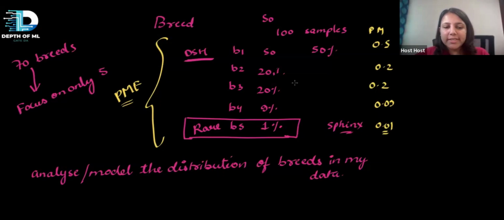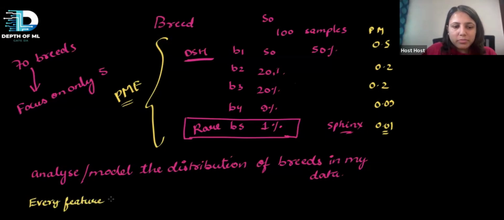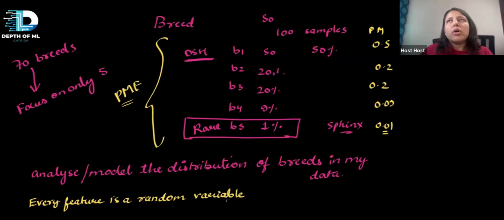So can I say that every feature is a random variable? Every feature is a random variable, or you can assume it to be a random variable. You can always think like this, that breed is coming from some distribution. I don't know what distribution that is, but let me estimate that. So if breed is coming from some distribution, it means that breed is a random variable. And whatever samples I'm getting is basically sampling from that PMF. It's basically the samples that I'm getting, or realization of that PMF.